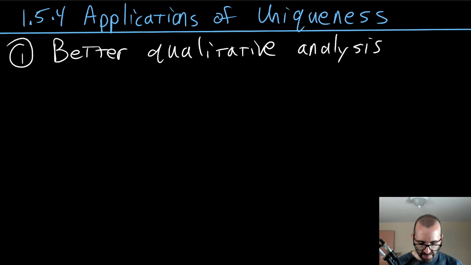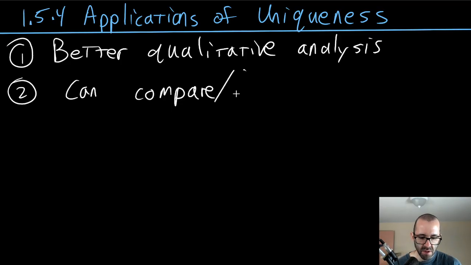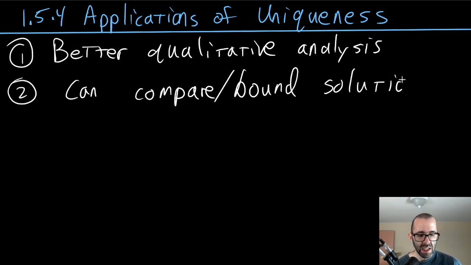So again, yeah, that's pretty much it for the first one. The second thing is that you can compare, and this is really quite similar, you can compare or bound different solutions. Because one of the ways that we can kind of think of uniqueness is, in a sense, uniqueness kind of means their solutions aren't going to cross each other.